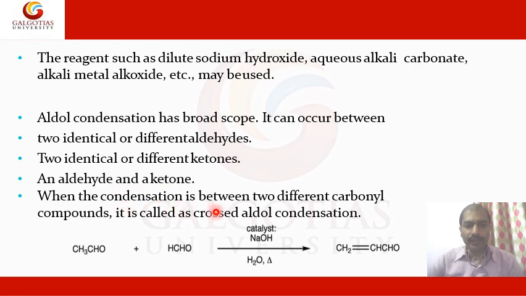When a condensation is between two different carbonyl compounds, it is called cross aldol condensation. We have to keep in mind that when the condensation takes place between two different carbonyl compounds, where one has one particular kind of carbon chain and the other has a different one, it is called cross aldol condensation. Here this is the reaction: formaldehyde and acetaldehyde, reacting in the presence of NaOH with heating in aqueous medium, and this is the product formed at the end of the reaction.